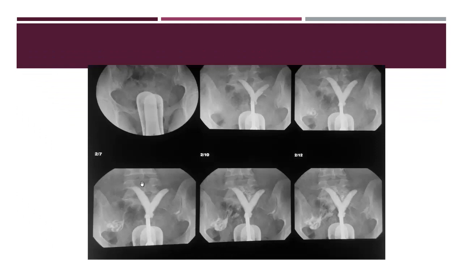Another case, duplicated uterine cavity. I think this case is secondary infertility, because we see here the site of the cesarean section, the wedge-shaped defect. So this is a duplicated cavity.